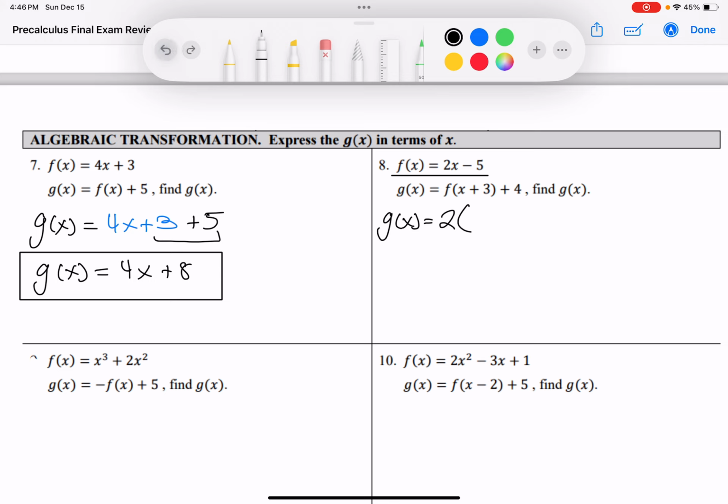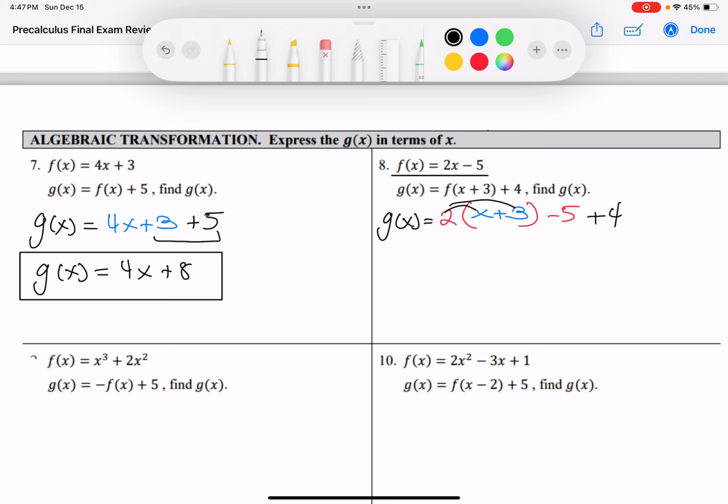Let's put that in a different color, actually. Let's put that in red. It's going to be 2x minus 5. And don't forget, then there's a plus 4 on the outside. And that says f of x plus 3, right? So we can just put x plus 3 inside the parentheses.